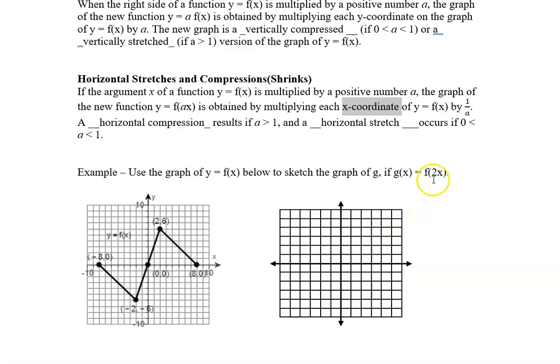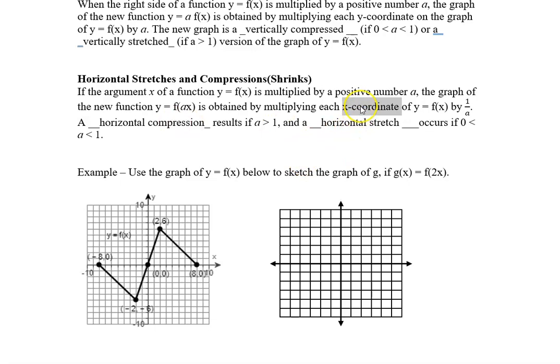And g is going to be f of x, except that we have multiplied the argument by 2. So remember, if we multiply the argument, that's going to be a horizontal stretch or compression. And since we are multiplying that argument by 2, we know that it's going to be a horizontal compression. So our graph is going to kind of look like it was squished in horizontally.